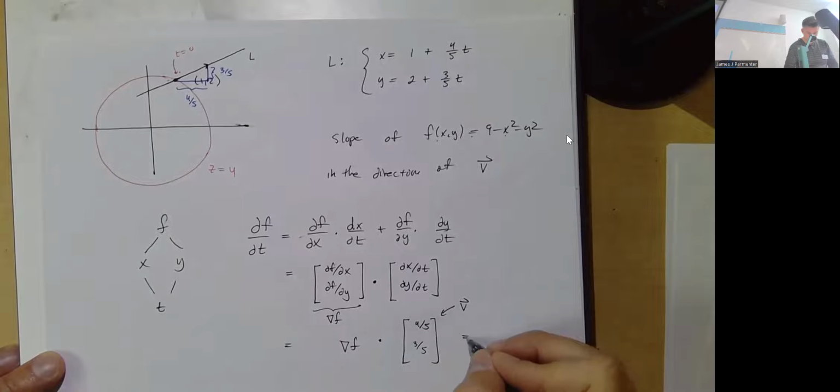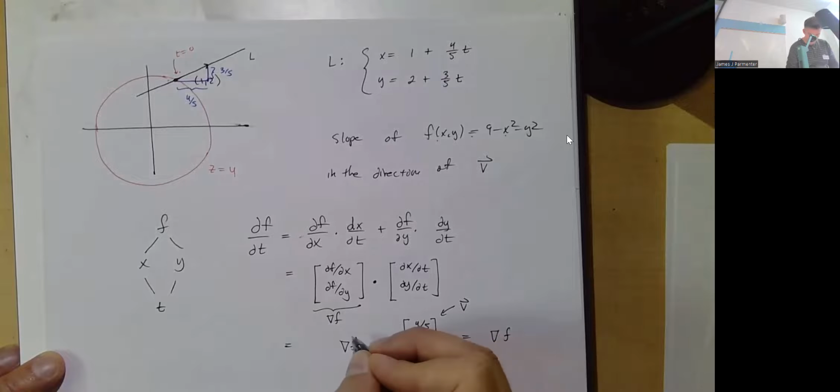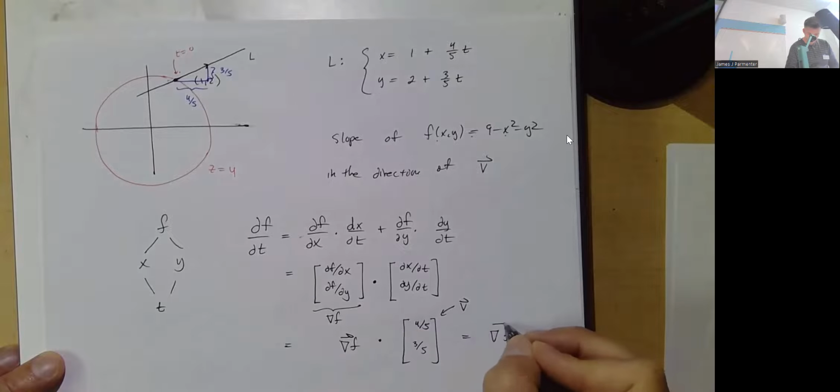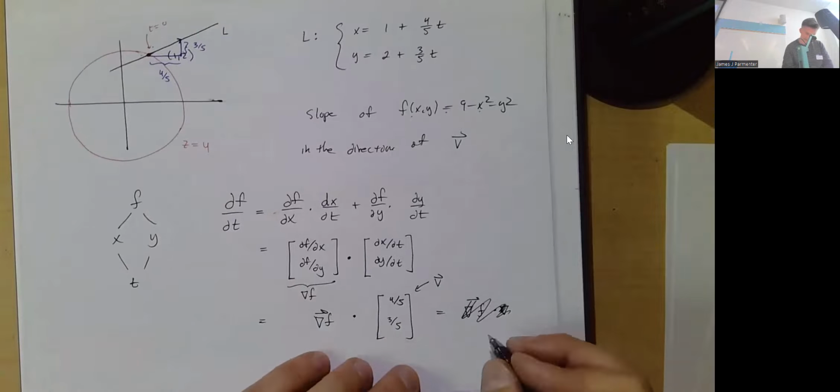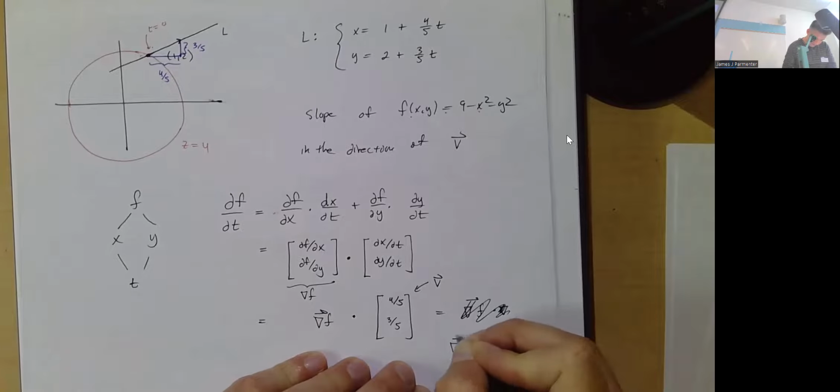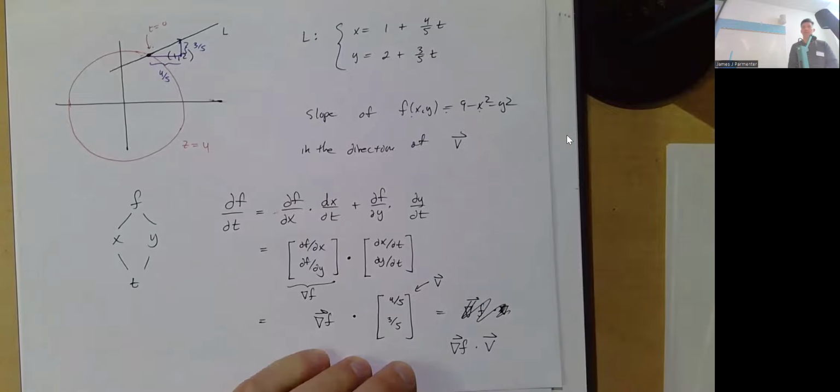So what we have is the gradient of f, and I should put an arrow over that, dotted with the vector. Oh, holy smokes! Of course, it's terrible. Sorry. The gradient of f dotted with the vector v, and that is the derivative of f in the direction that we were looking at. It's kind of cool.